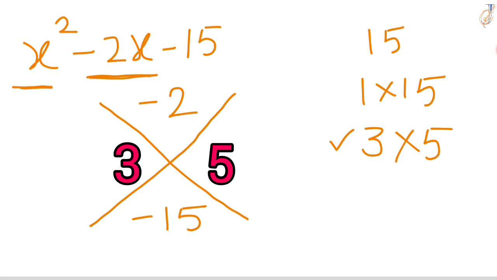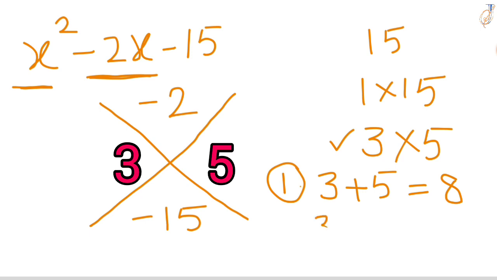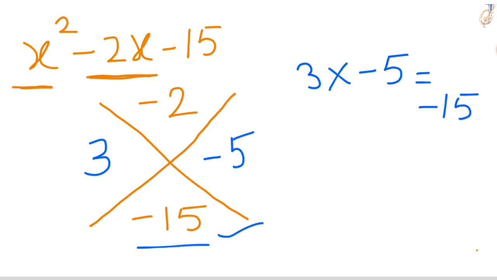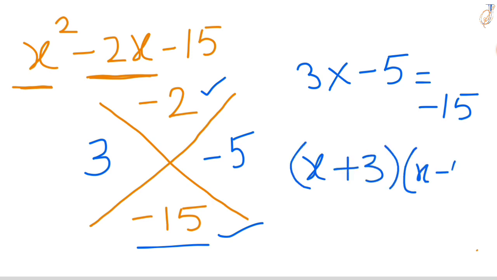Check the two conditions. What are our conditions? When you add the two numbers, you should get the coefficient of x. But here you get 3 plus 5 is 8. But it is not the same as minus 2. So what can you do now? Change the sign for any one of the numbers. Change the sign for number 5. So 3 plus minus 5 gives minus 2. Check the second condition. When you multiply the numbers, you should get the constant value. So 3 times minus 5 is minus 15. Condition 2 is satisfied and condition 1 is also satisfied. So your factors are x plus 3, x minus 5.